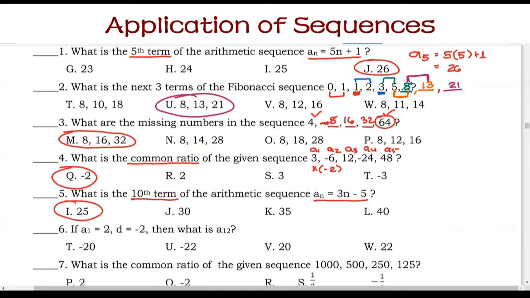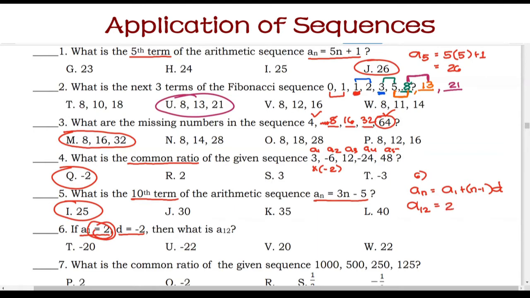For number 6, we're given A1, okay, equals 2, and D, the common difference, equals negative 2. What is A sub 12? For this number, we recall this formula. A sub n equals A sub 1 plus n minus 1 D. Okay? What are we looking for? We're looking for A sub 12. So n equals 12. Okay? So we replace n by 12. What is A sub 1? Given. Okay? A sub 1 is 2.